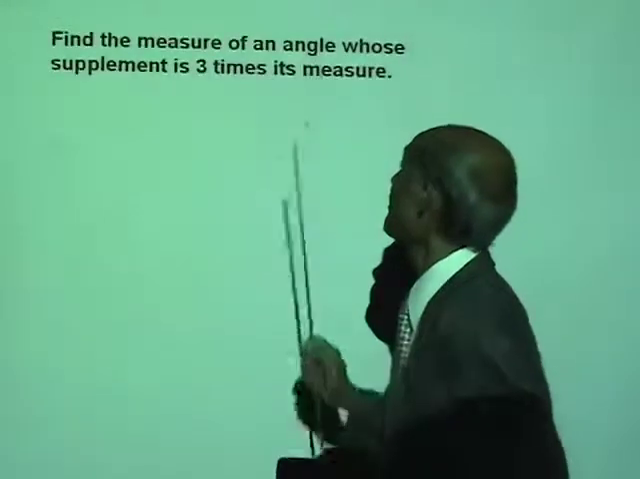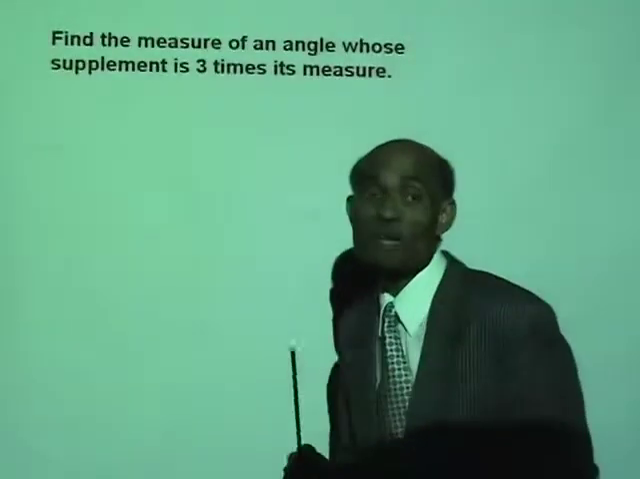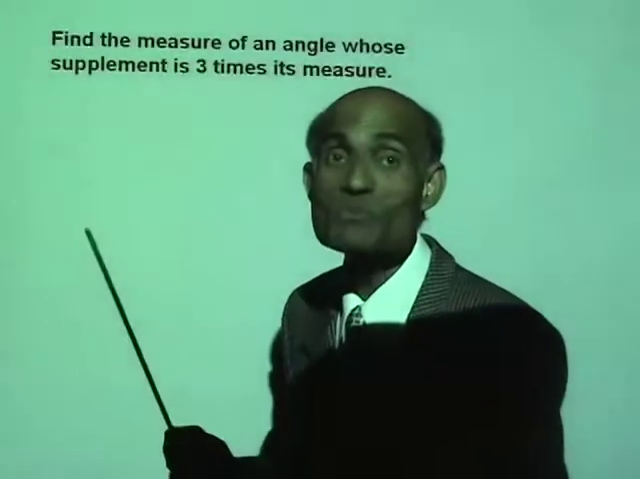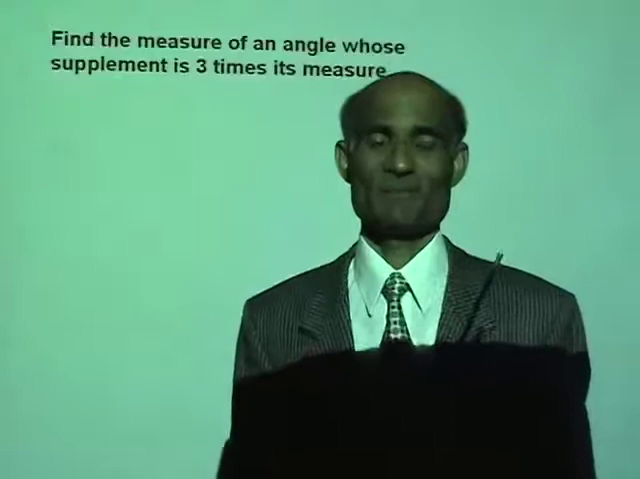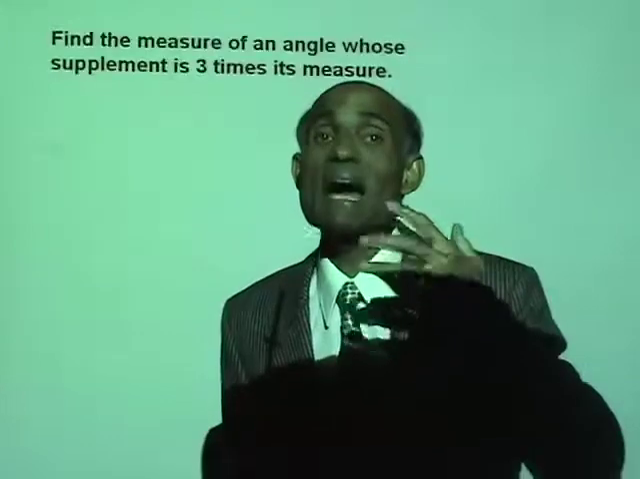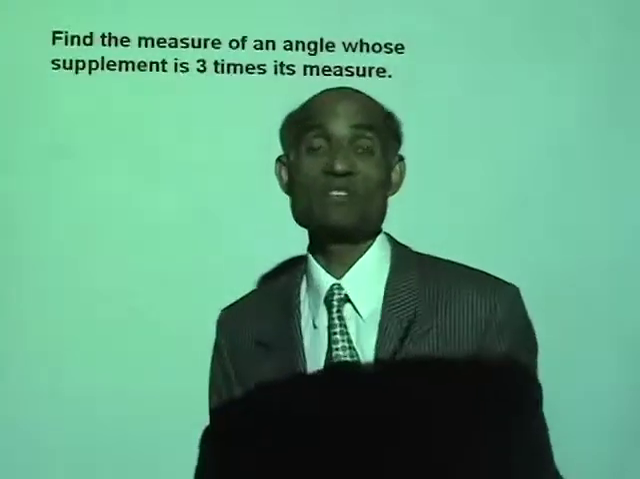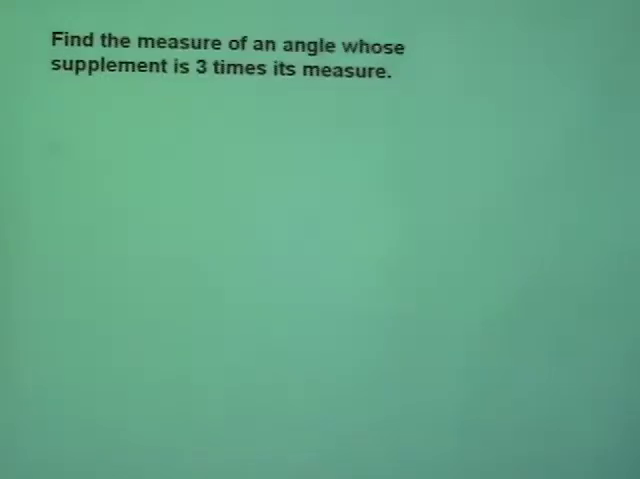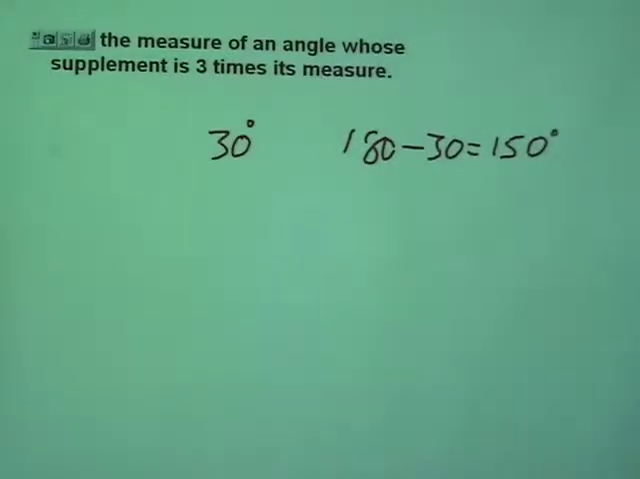Find the measure of an angle whose supplement is 3 times its measure. Well, you know that if 2 angles are supplementary, they will add to give you 180 degrees. Let me ask you one more time: what is the supplement of 30 degrees? The supplement of 30 degrees is 180 minus 30. That is 150 degrees.